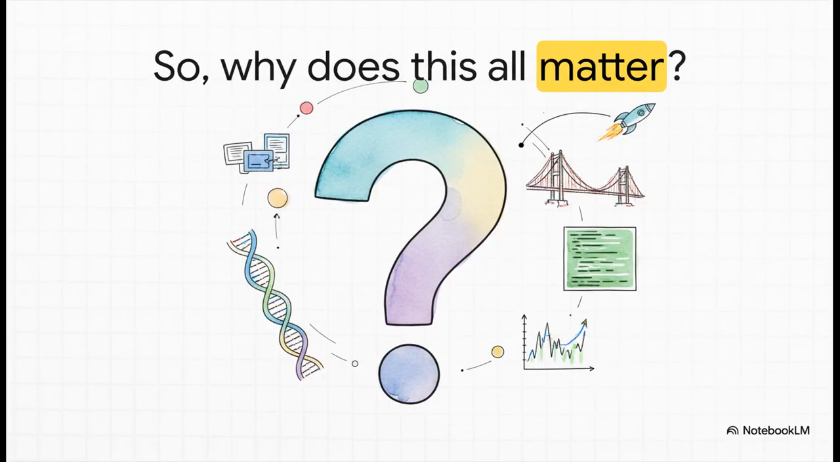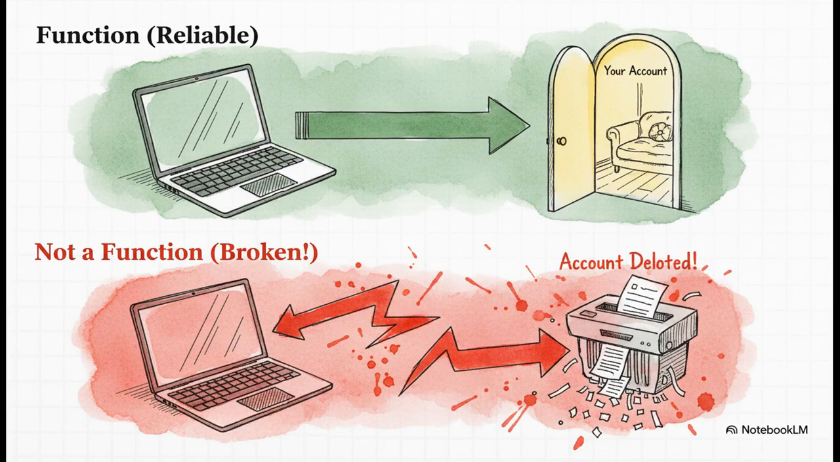Okay, so we can spot a function. We get the rule, but why? Why is this so important that it's one of the first big ideas you learn in algebra? Why does it matter? Well, it matters because our entire modern world is built on functions. Seriously, think about your password. The input is you typing in your correct password. The expected output every single time is getting access to your account.